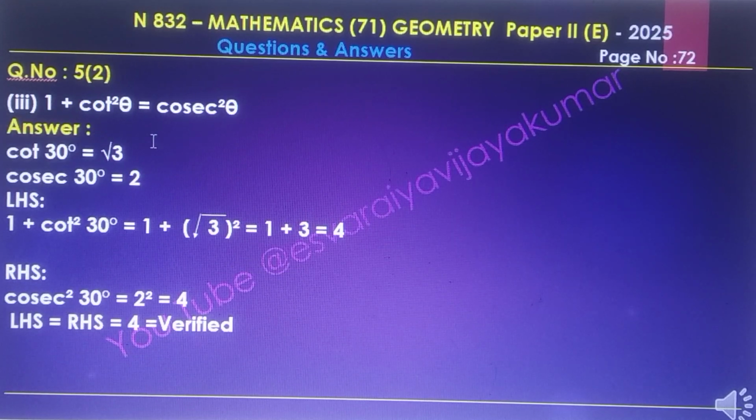1 plus cot square theta equal to cosecant square theta. We are getting it the same way. LHS equal to 4 and RHS equal to cosecant square 30 degree, equal to 2 square, equal to 4. We are getting LHS and RHS equal to 4.